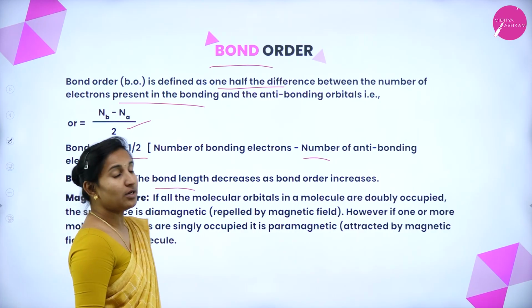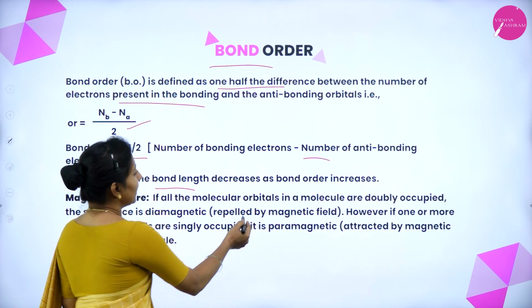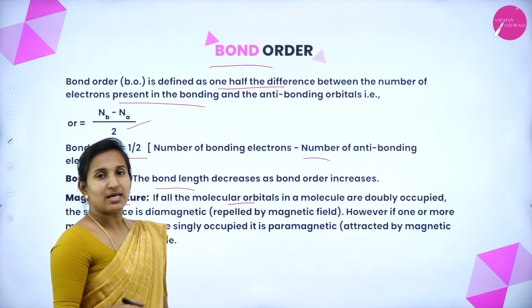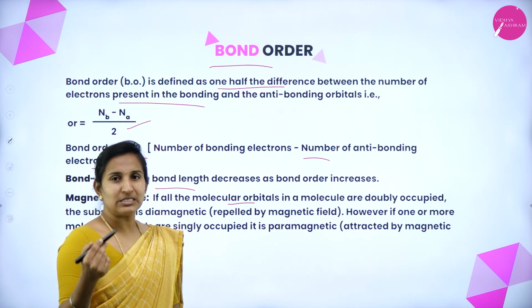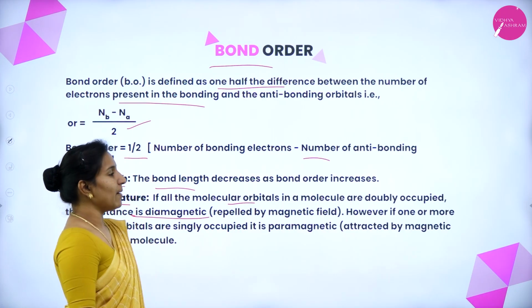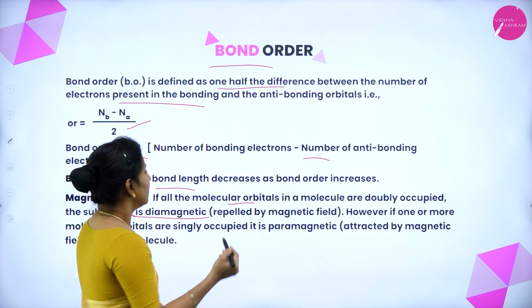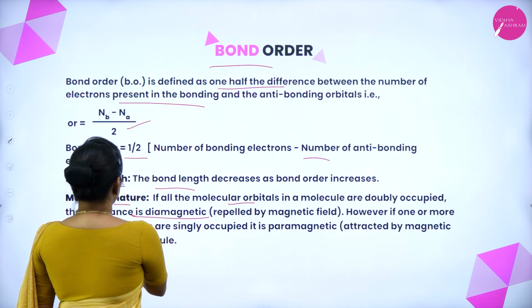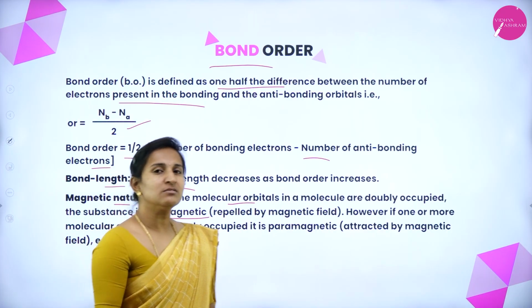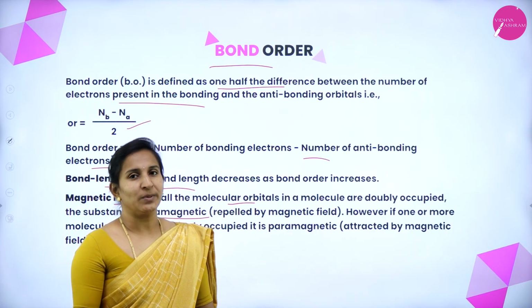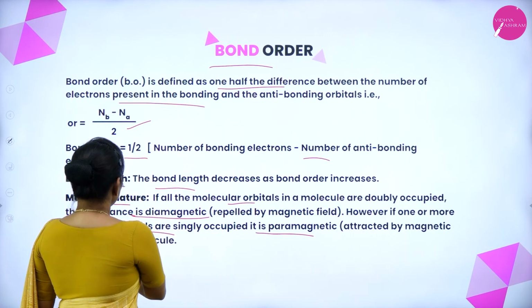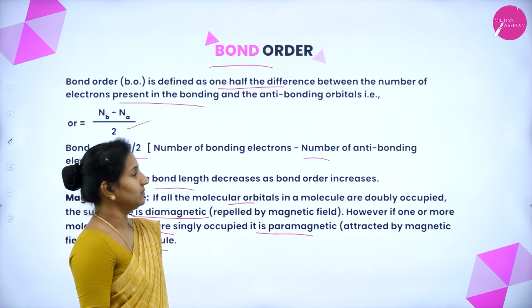Magnetic nature. If all the molecular orbitals in a molecule are doubly occupied, or paired electrons are present, we consider it diamagnetic. However, one or more molecular orbitals that are singly occupied, or the presence of unpaired electrons, is considered paramagnetic in nature. For example, oxygen.